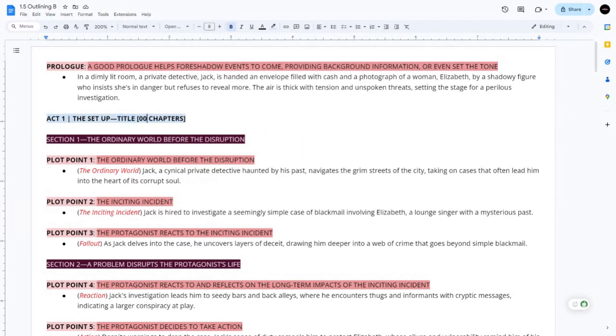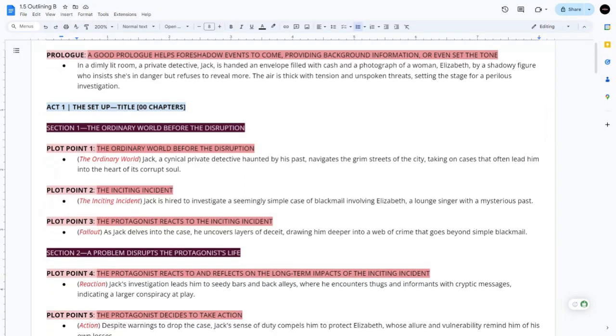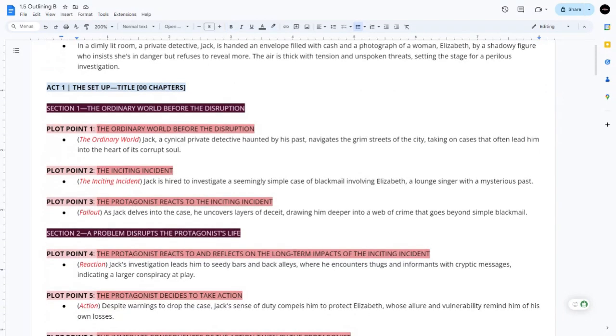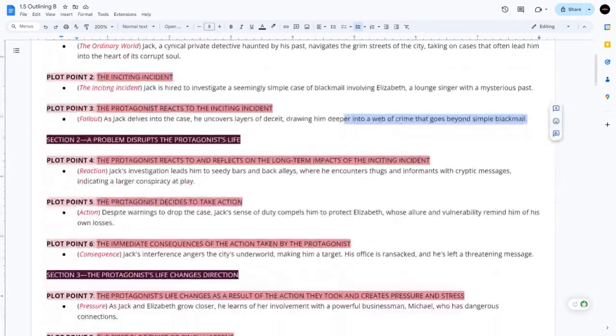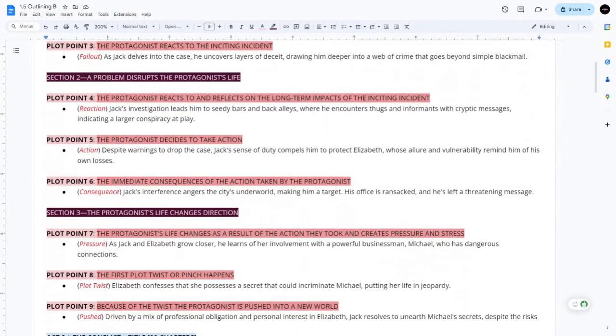And how many chapters? We aren't there yet, but this is also a template I use when I'm just quickly mapping out ideas. Anyway, for the ordinary world, if you want, you could pause and read it, but ultimately what I'm doing is setting up the world. I'm setting up who Jack is, what his daily routine is. I'm introducing the inciting incident where he gets a case, and then we delve into that case and uncover some ideas. Then I explore the problems that disrupt the protagonist, and this is where I mapped out that he's investigating some ideas.